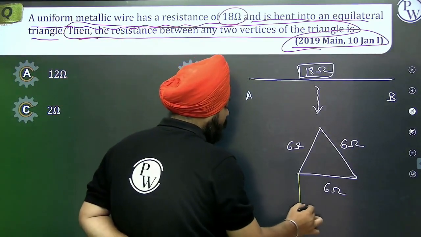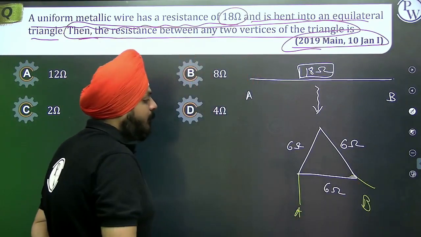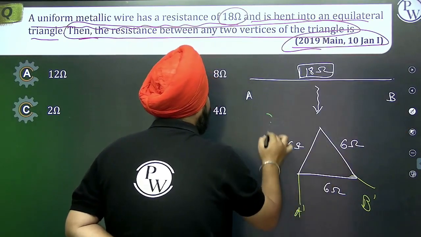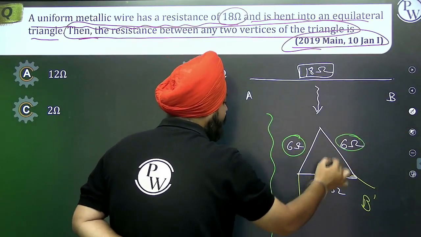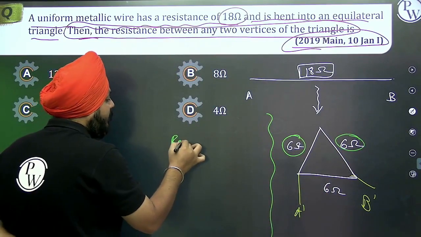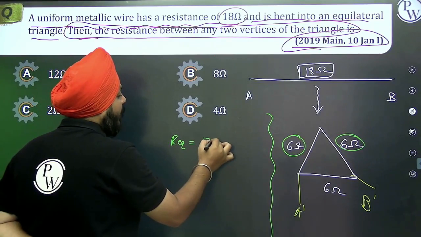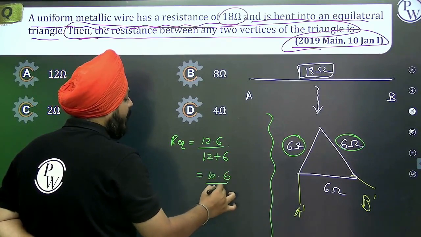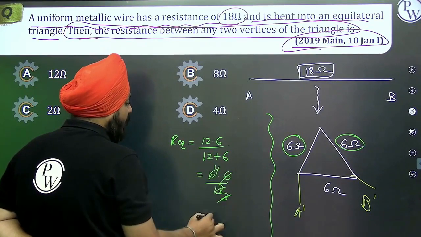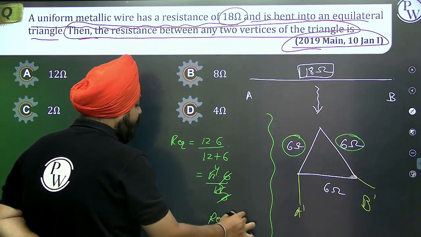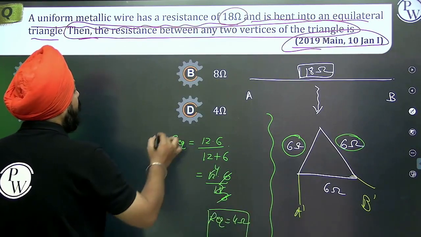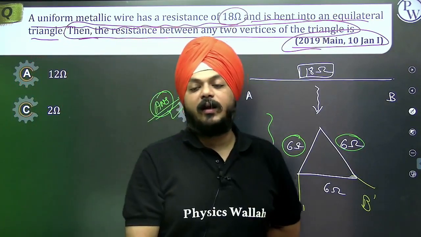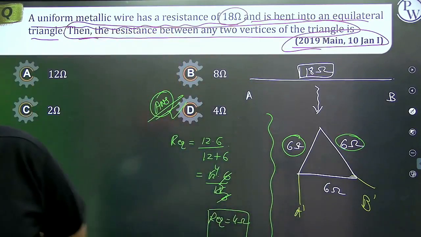Let's pinpoint two vertices A and B. Let's say it is A dash and B dash, because these notations we have taken here only. These two are in series and in parallel with this. What will be the R equivalent? That is 12 times 6 whole divided by 12 plus 6, which is 12 times 6 by 18. 6 3s are 18, 3 4s are 12. R equivalent, you are going to get it as 4 ohm. D is the perfect answer for this specific question.